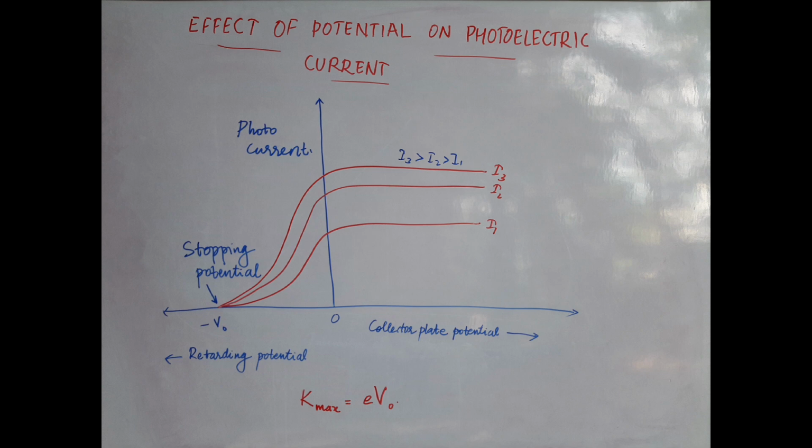In other words, we can say the maximum kinetic energy of photoelectrons depends on the light source and the emitter plate material, but is independent of the intensity of incident radiation.